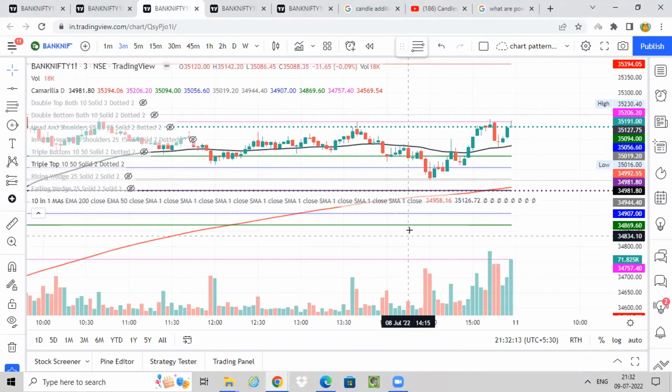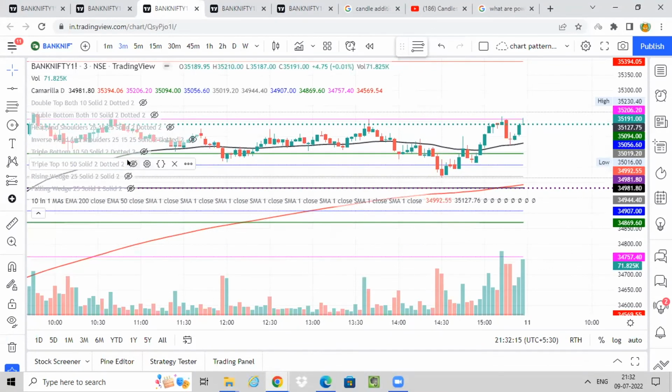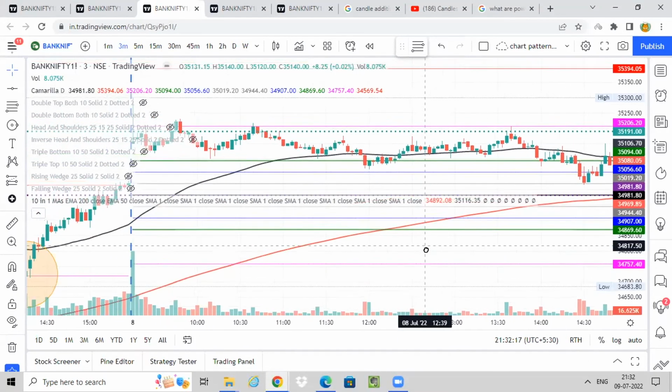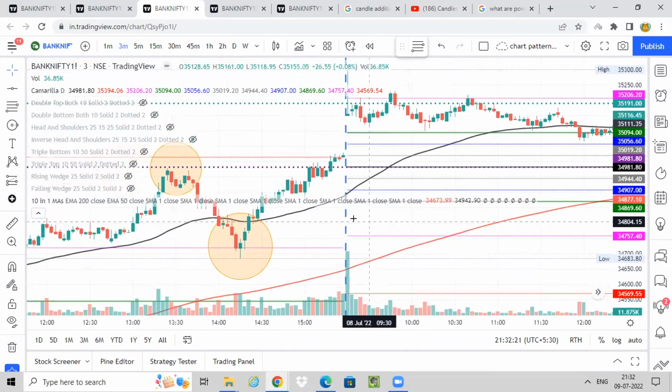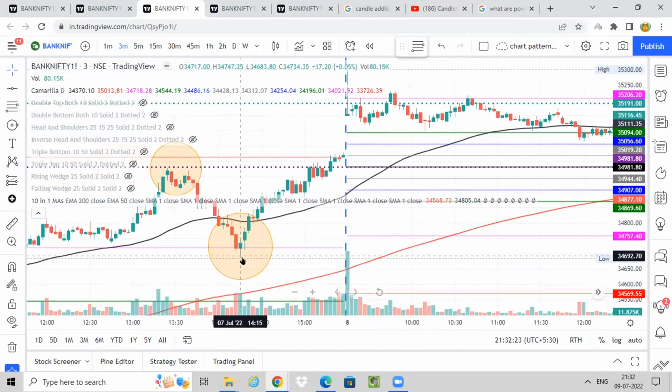So what I'm doing here is I'll show you chart patterns and also the candlestick patterns. See here, this is a hammer. I'm showing it on the 3-minute time frame, but please upload the presentation along with the video. I will post the presentation in the group.